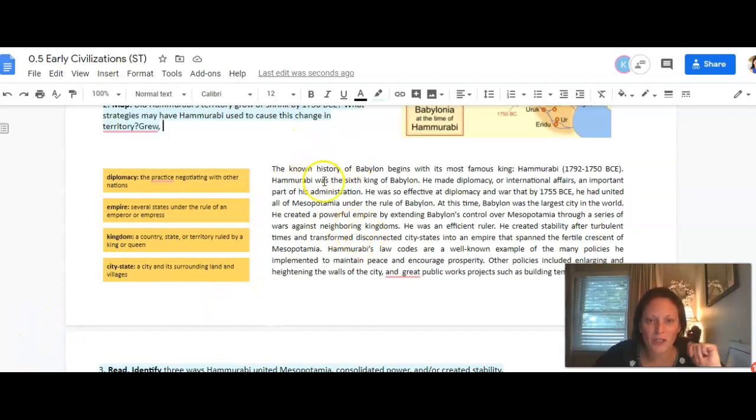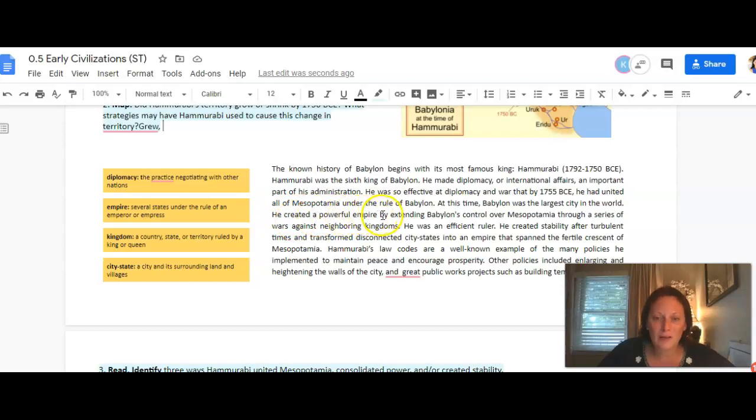All right, so the known history of Babylon begins with its most famous king, like we talked about, whose name is Hammurabi, and he was the 6th king of Babylon. He made diplomacy, and over here it says diplomacy is the practice of negotiating with other nations or internal affairs, an important part of his administration. He was so effective at diplomacy and war that by 1755 BCE, he had united all of Mesopotamia under the rule of Babylon. At this time, Babylon was the largest city in the world.